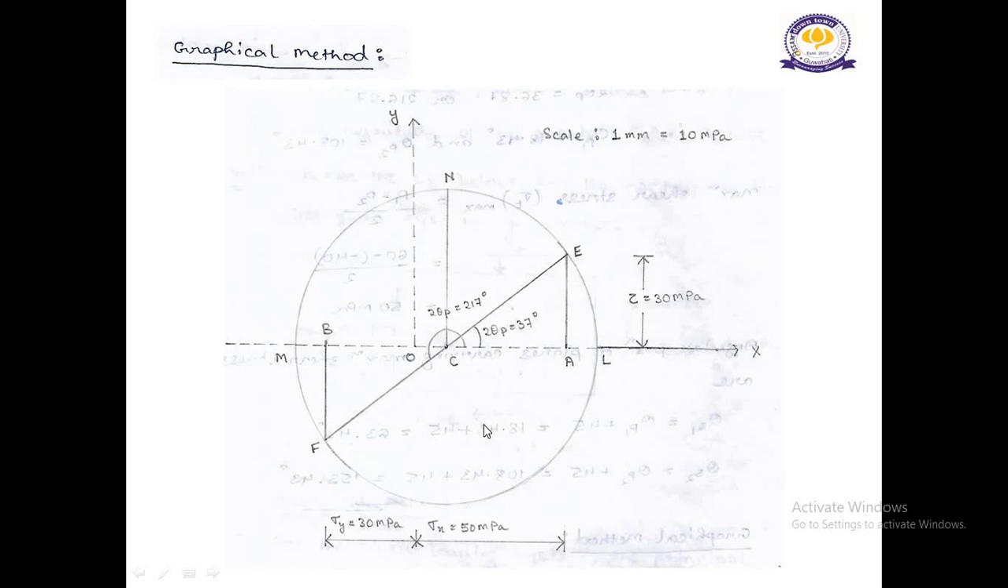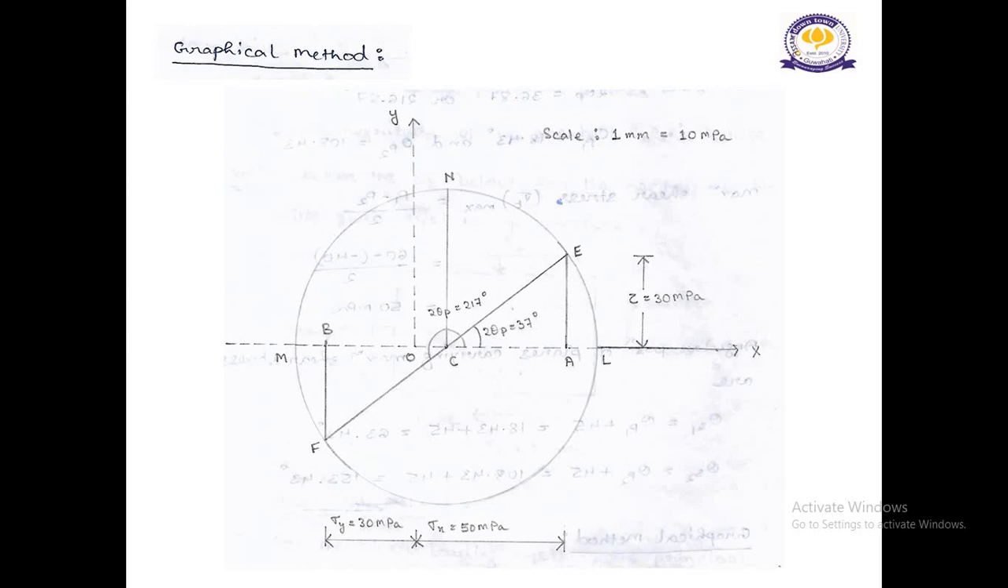So OA and OB are taken on opposite sides as the stresses are of opposite nature. That's why we have taken them on opposite sides. Next, draw AE and BF perpendicular to AB, this one AB, and cut off AE equal to BF equal to tau equal to 30 megapascal, the value of tau.